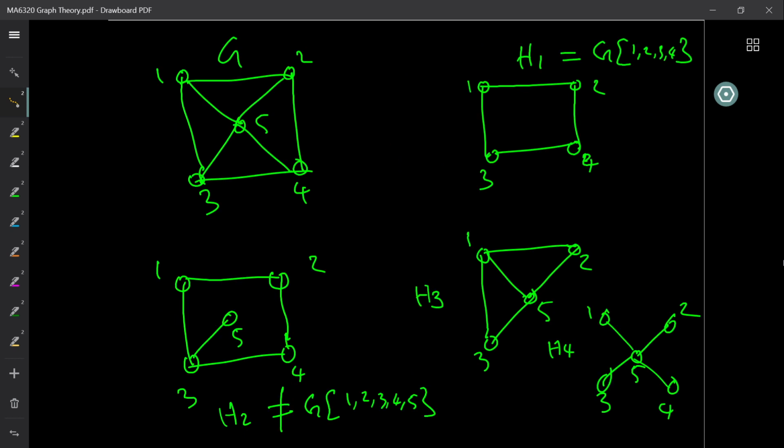Again, I think I have given the examples here. Like you have the graph G, and then H1 is an induced subgraph in this case. S2 is not an induced subgraph because the vertex 5 is included, but the edges are not all in there. S3 is an induced subgraph here, and H4 is not.